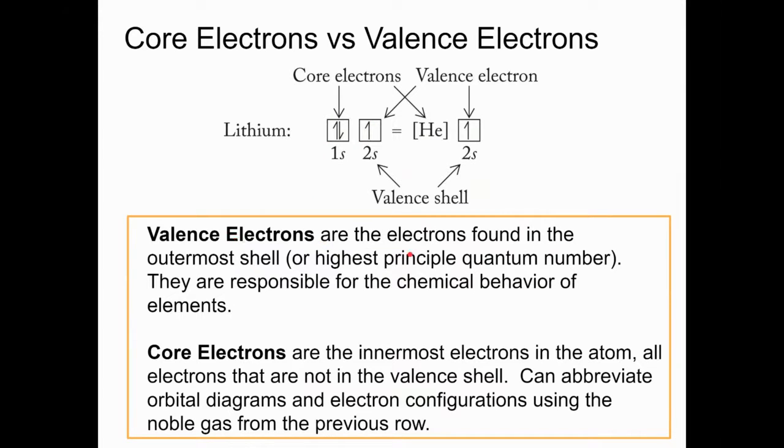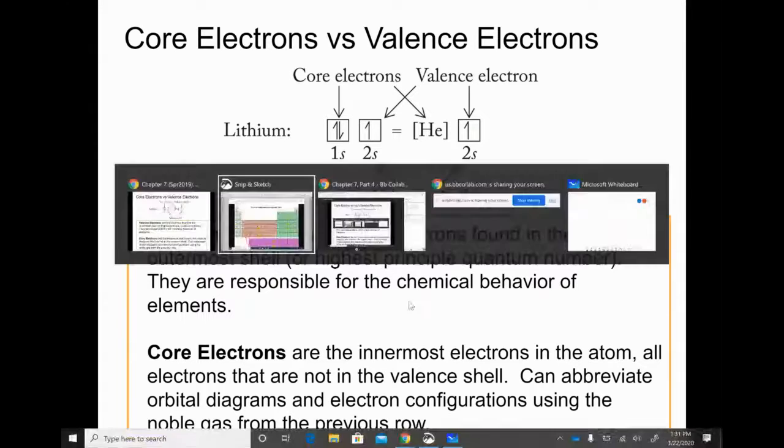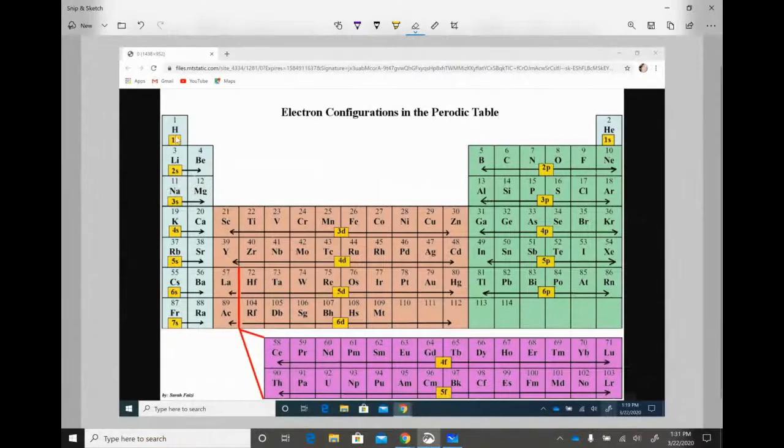Valence electrons are the electrons found in the outermost shell, or the highest principal quantum number. They are responsible for the chemical behavior of elements. The reason these families, as we discussed in the first week, behave similarly to each other is because they have the same number of valence electrons, and that's where the chemistry is happening.